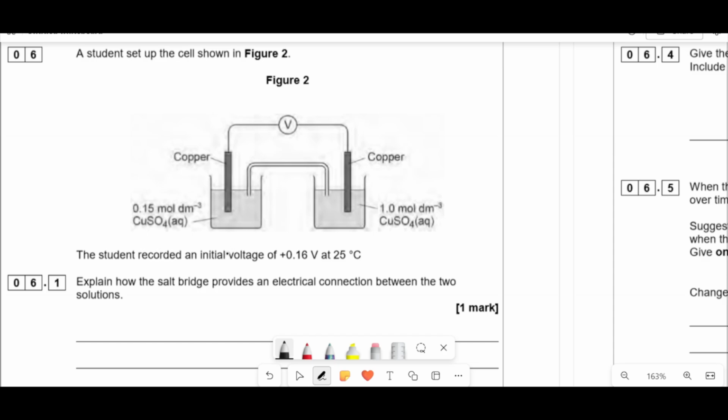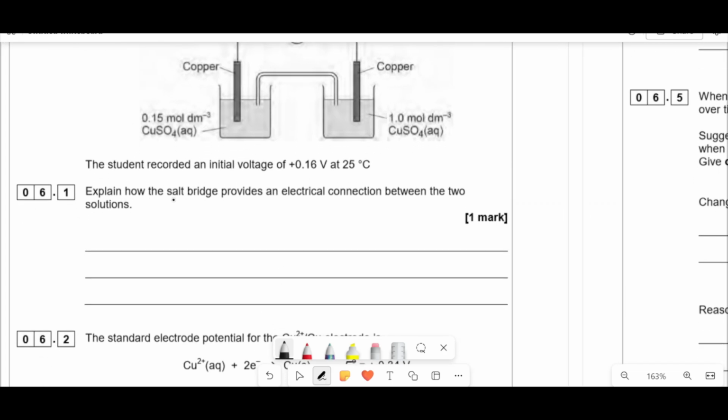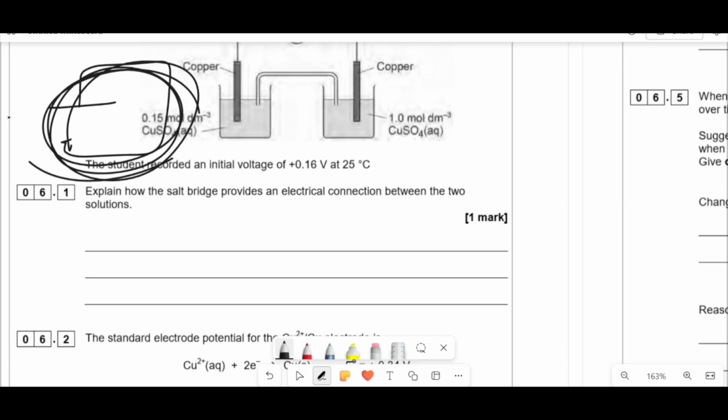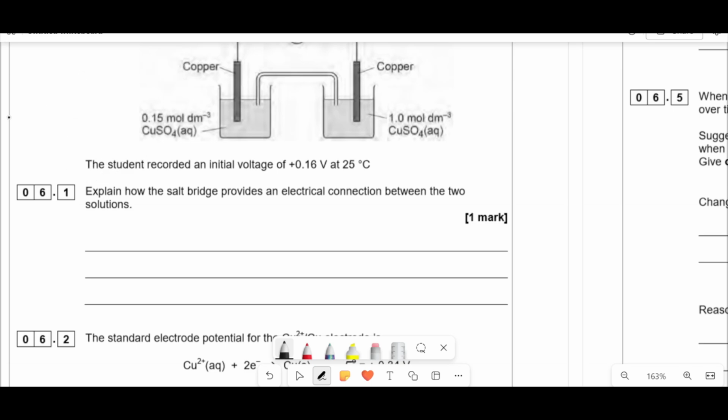So students set up this cell in figure 2, and it says they record an initial voltage. Explain how the salt bridge provides an electrical connection. So whenever you're drawing any circuit in the universe, just a bit of throwback to physics, you've got to have a sort of loop of current going around, right? So it's got to be a charge flowing.